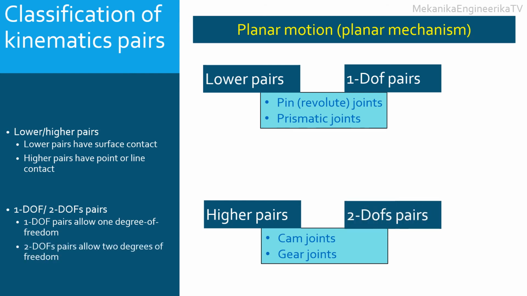Two degrees of freedom pairs allow two relative degrees of freedom between links. Cam joints and gear joints allow one rotation and one translation, they are 2 degrees of freedom pairs. Also here, and only in planar motion, the higher pairs allow 2 degrees of freedom.